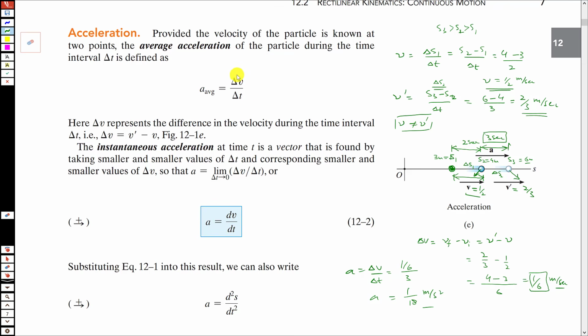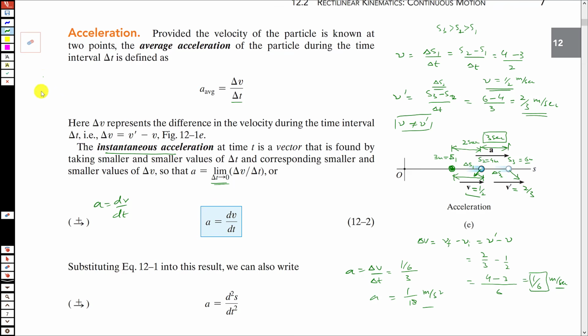The average acceleration will be the total change in velocity divided by total time, and if we decrease this time interval, if we consider the time interval very close to 0, then we can say that the acceleration is the instantaneous acceleration. So instantaneous acceleration will be dv by dt, and this is delta v by delta t. If we apply limits, then the acceleration is dv by dt, the rate of change of velocity.